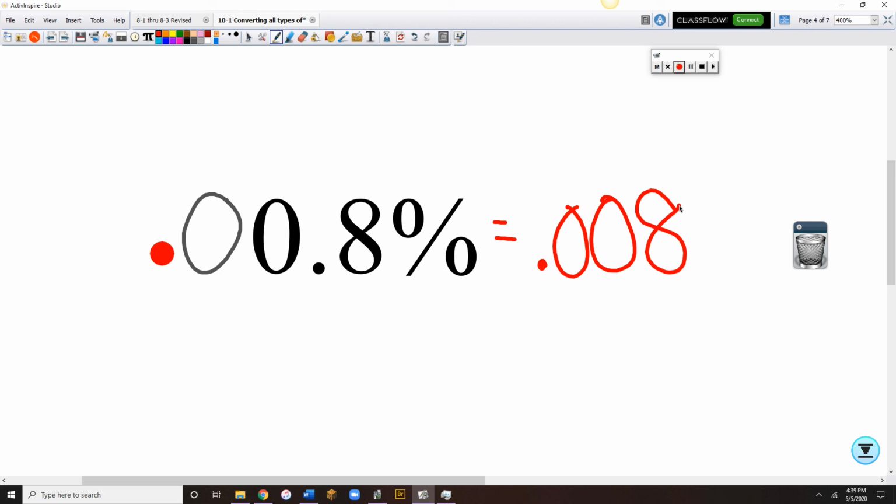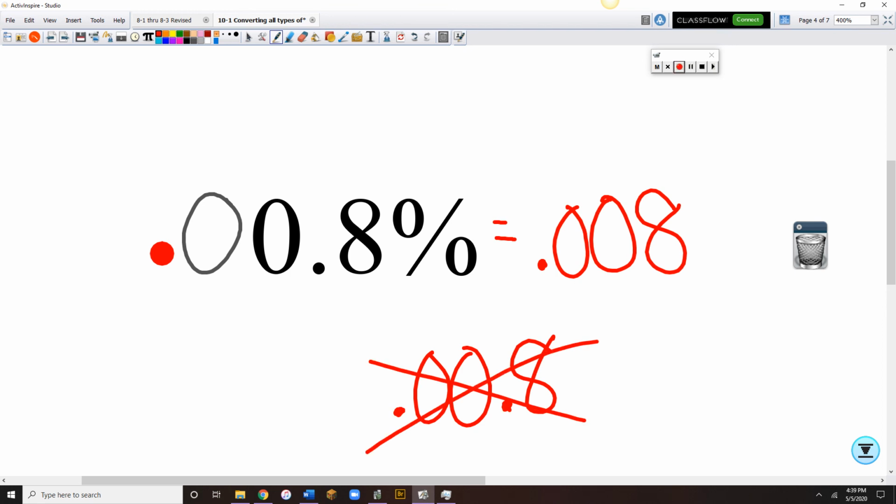0.008. Here's another thing I want to point out in the answer. Some students put 0.00.8. They keep the original decimal and they put the new decimal. Don't do that. No number has 2 decimal places in it. Think about all the real life situations you see decimals for: money, different things on TV. You've never seen a number that has 2 decimal places in it because it's not a real thing.